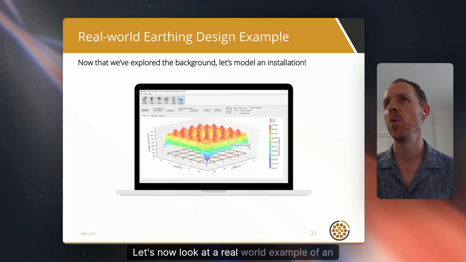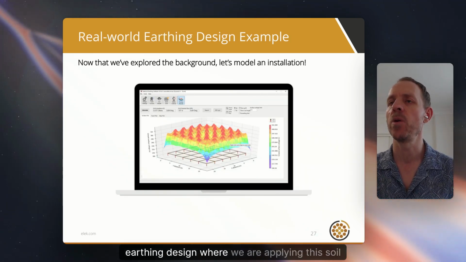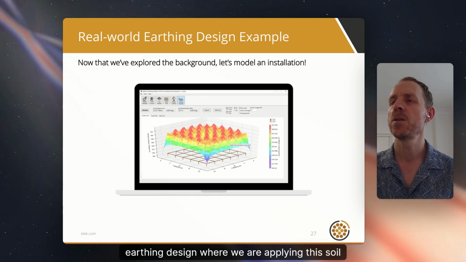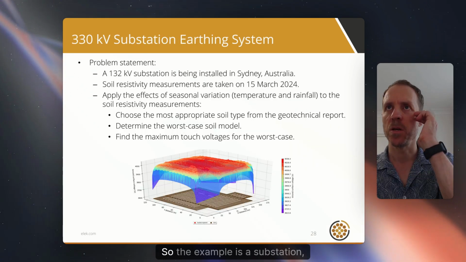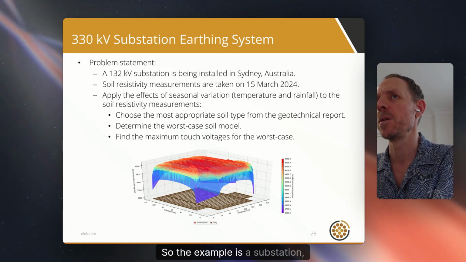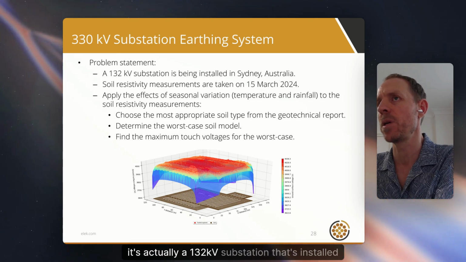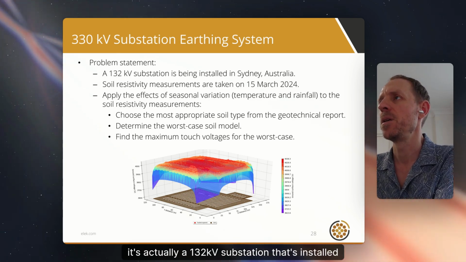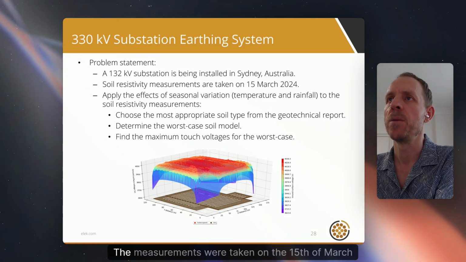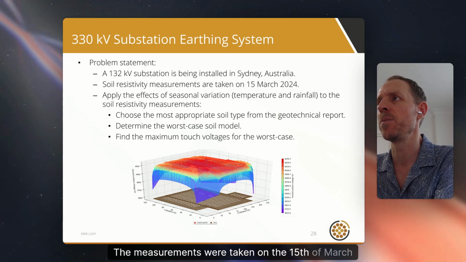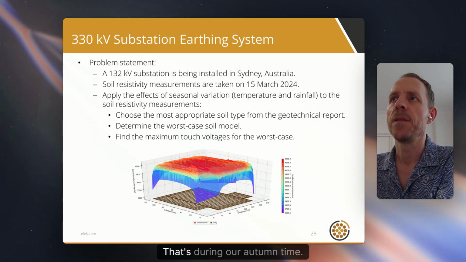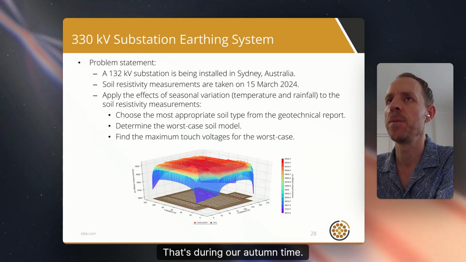Let's now look at a real-world example of an earthing design where we are applying this soil correction. So the example is a substation. It's actually a 132 kV substation that's installed in Sydney, Australia. The measurements were taken on the 15th of March 2024. That's during our autumn time.